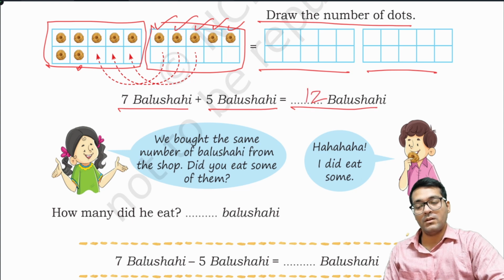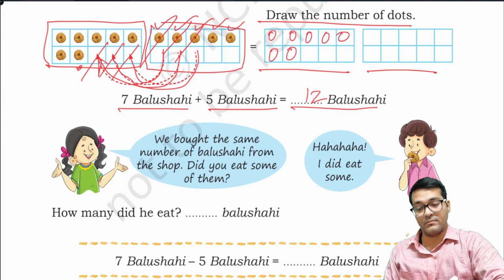You can do it in another way. You can move 3 Balushahi into the first tray or first box of Nandini's. That means 1, 2 and 3. That means 1, 2, 3, 4, 5, 6, 7 from Nandini and then 1, 2, 3, 4, 5 from Chirag. That means 10 and 2. That becomes 12. So in total there are 12 Balushahi.